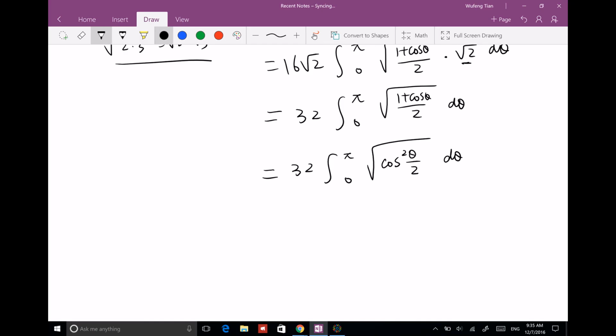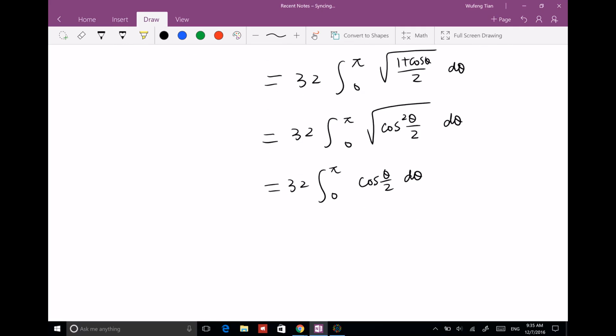Now the square and square root cancel out. You have 32 from 0 to pi of just cosine of theta over 2. I don't have any square root. Now, I would like to ask a student, what's the antiderivative of cosine of theta over 2 here? Bella, could you please tell me what is the antiderivative of cosine of theta over 2? Is it negative or positive? Positive sine of theta over 2. And do I have anything else?